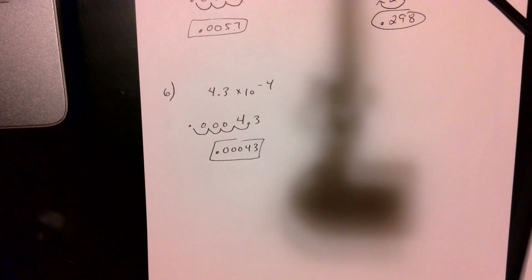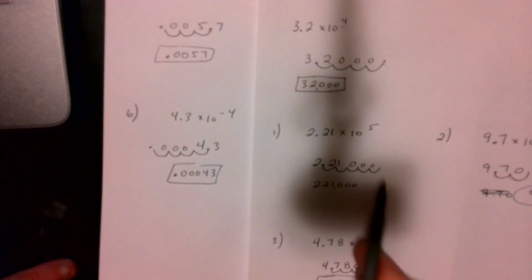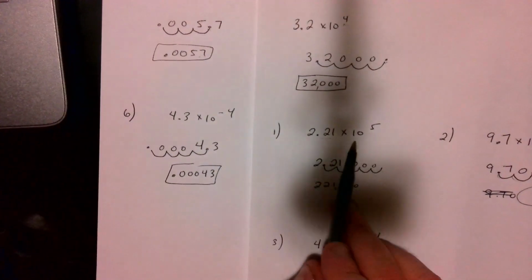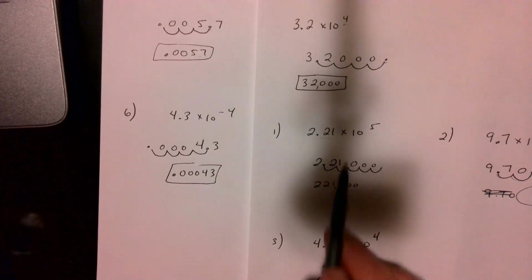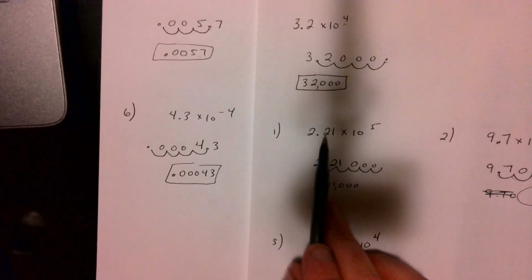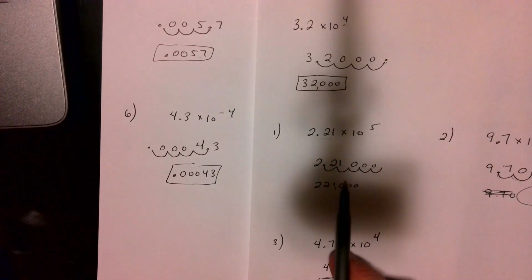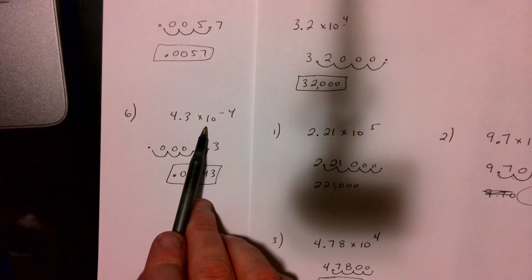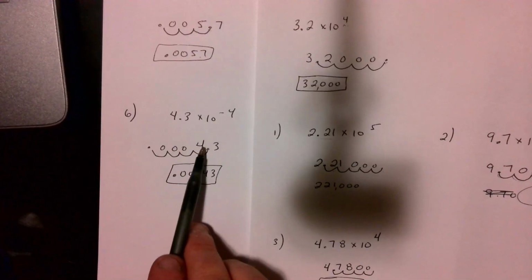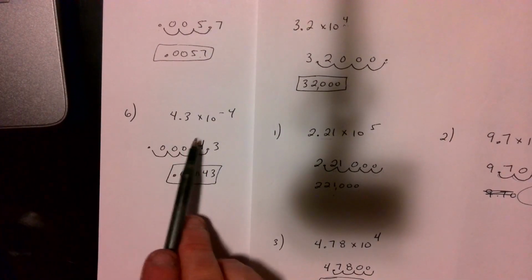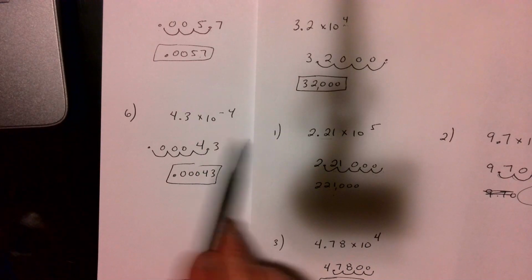Okay, so the big catch on this one, right? If you're in scientific notation and it's positive, you want to make the number bigger. So which way do you move the decimal? Moving to the right to make it bigger. If it's negative and you want to go back to standard form, you got to move it to the left to make it smaller. Okay, so pay attention to this.